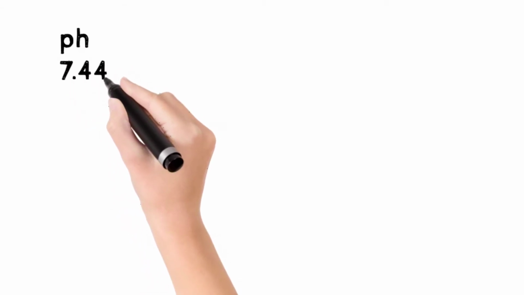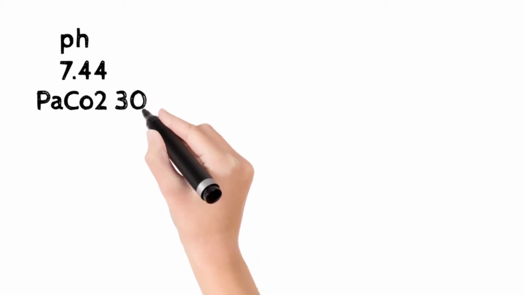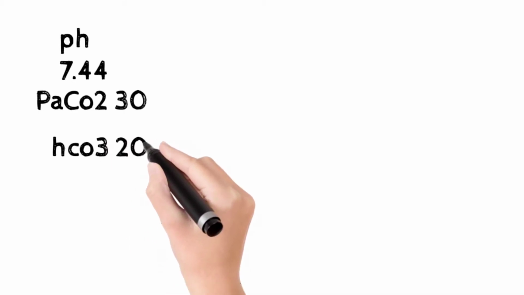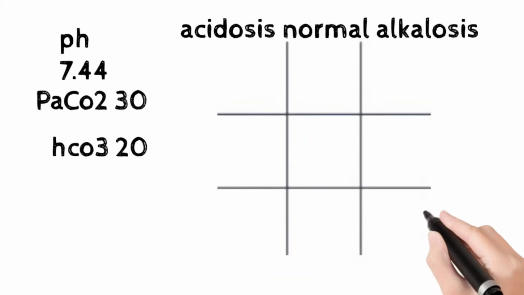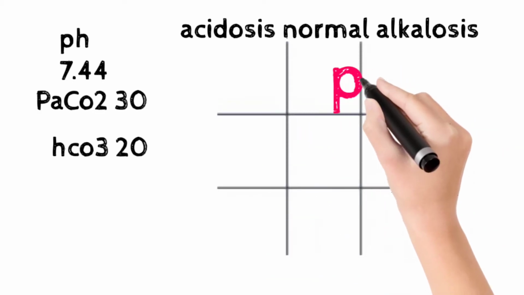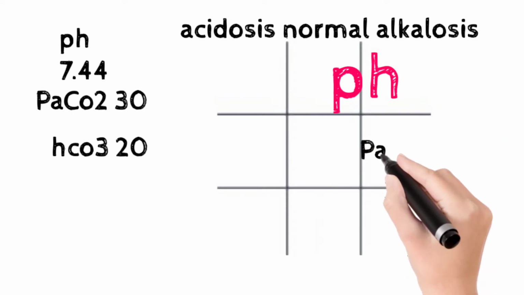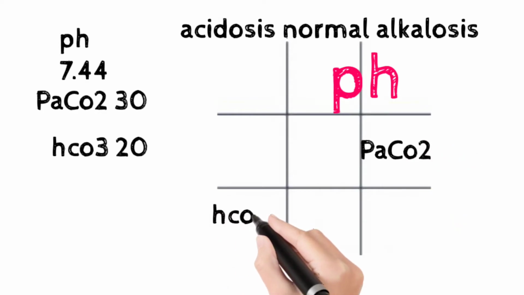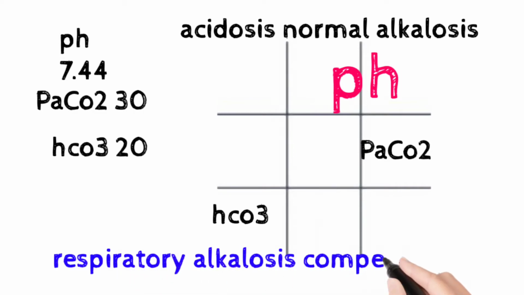Then here pH is 7.44, and PaCO2 is 30, and HCO3 is 20. Here pH is in the normal range, but it is slightly near to alkalosis, so we can consider this as alkalosis. And PaCO2 is 30, goes under alkalosis. HCO3 is 20, lesser than 22, so it's called respiratory alkalosis, fully compensated.